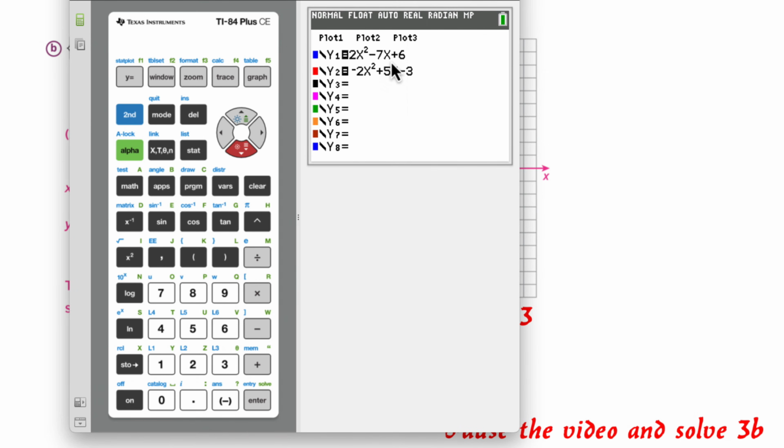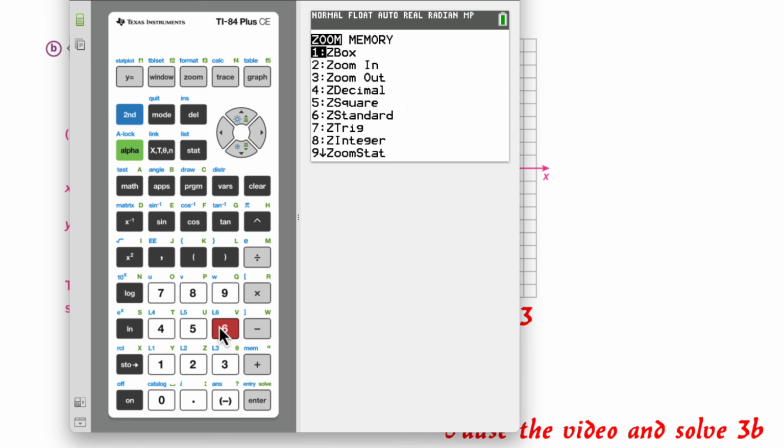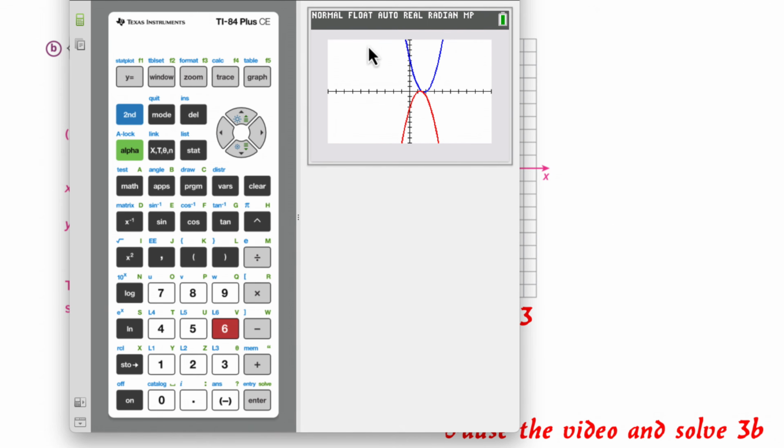Okay, here's what I come up with. I put the two equations in. I'm going to zoom 6. I always like to zoom 6 because it gives me a nice little window here. But look at this. I can't really tell what's going on right here. So here's a little trick.